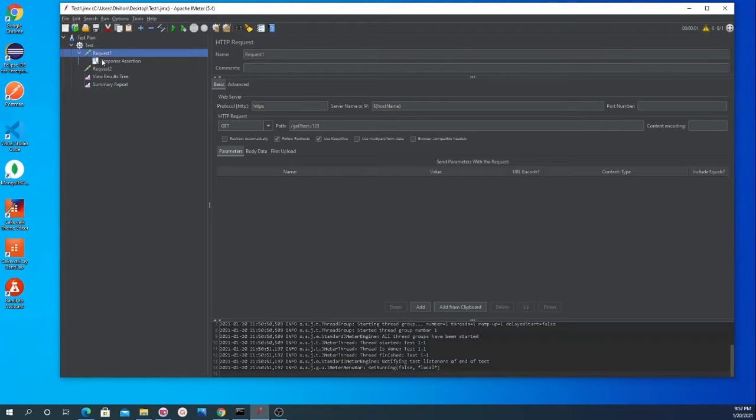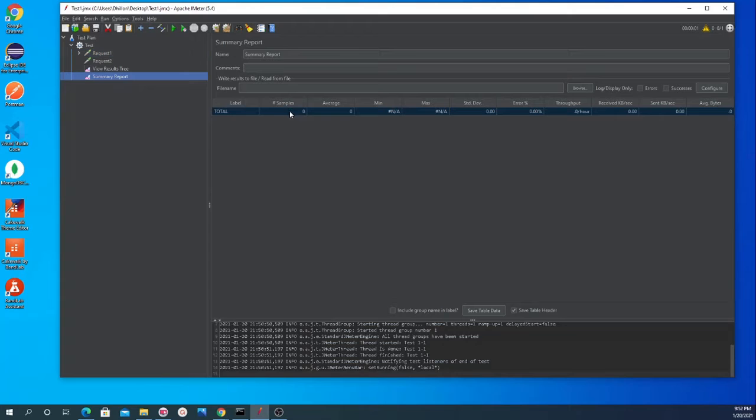So this is one sample. However many times this is going to run, this is going to be captured here. The total number is going to be captured here. So this is the error. Let's say if request 1 ran 20 times and there were 10 errors. So over here it will say 50% error.